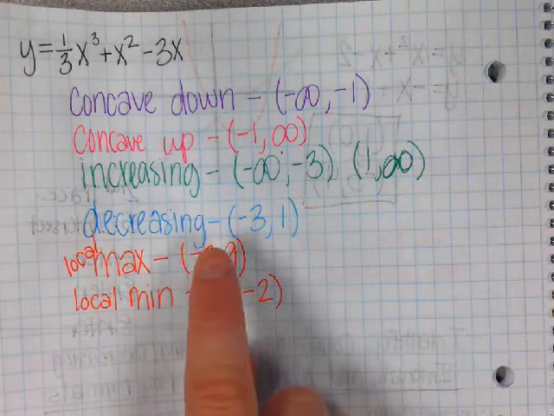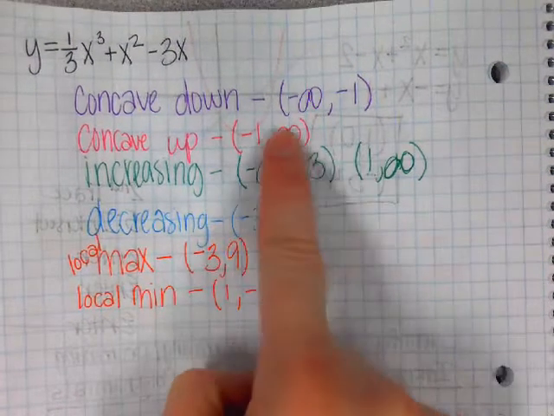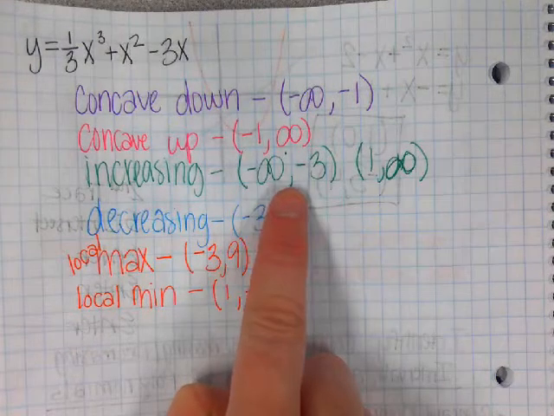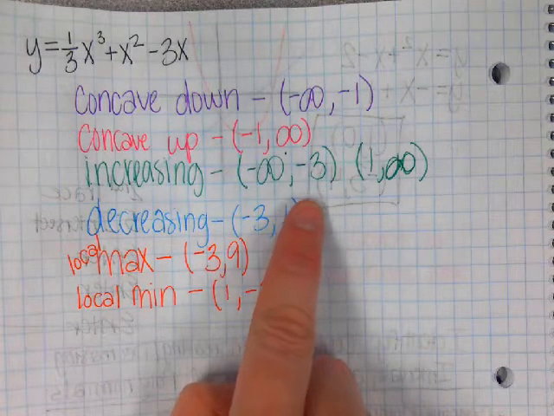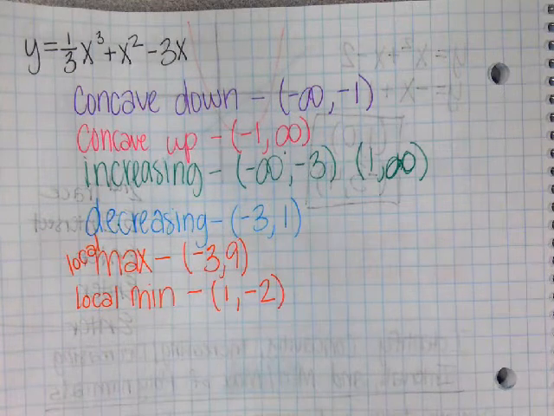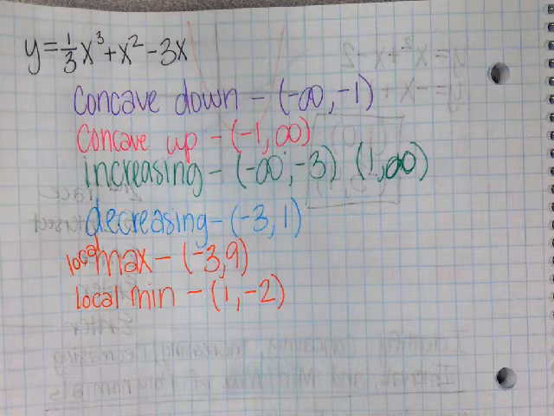Okay. Remember, local max and local min you can find by using that second trace. All of these are going to be estimates, so like if it looks like it's not exactly at negative 3, just round it to negative 3 on your assignment.